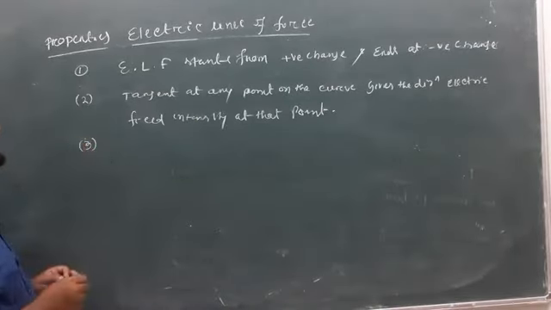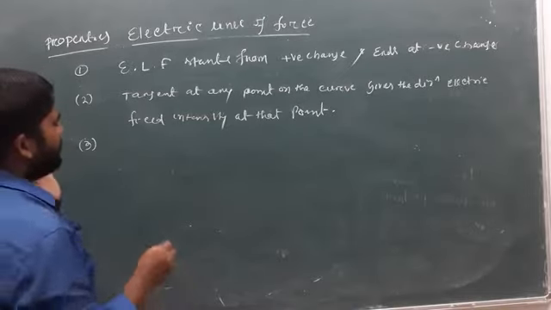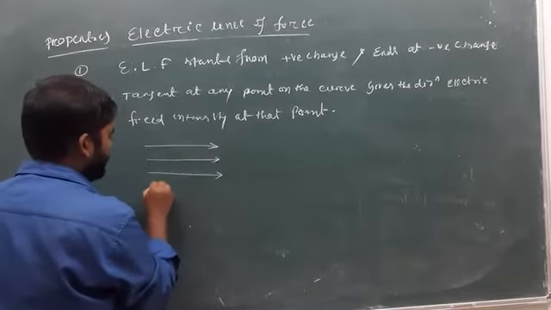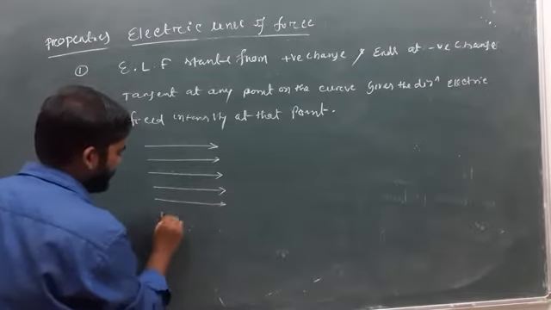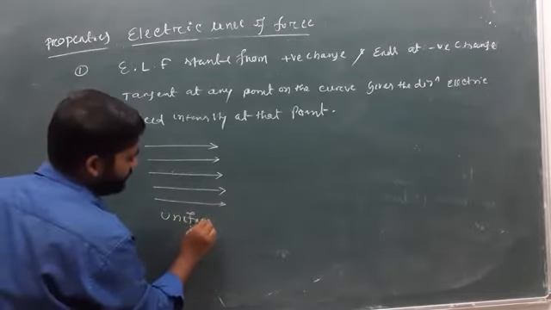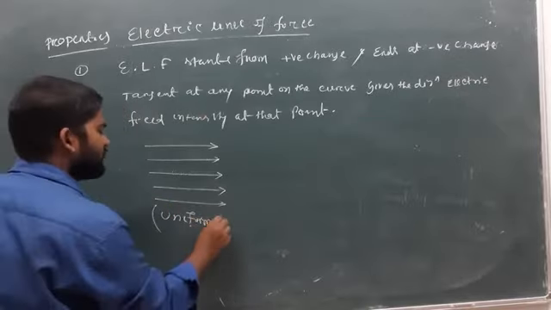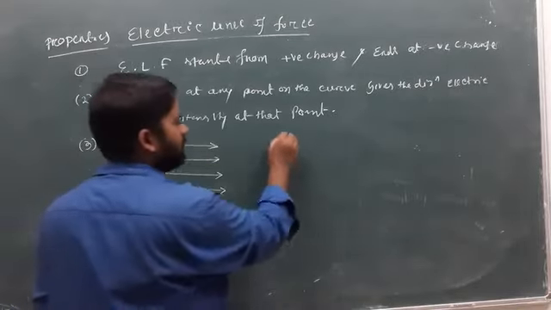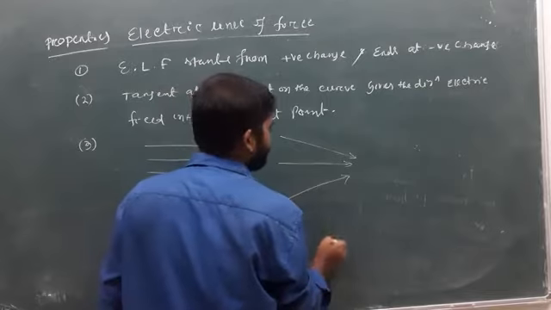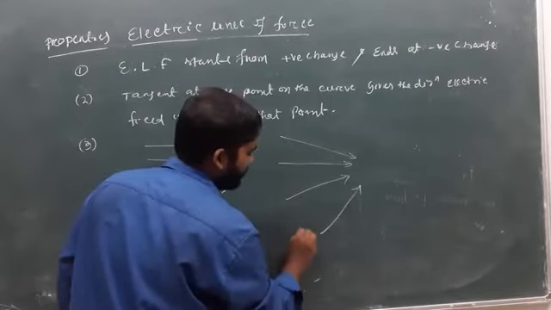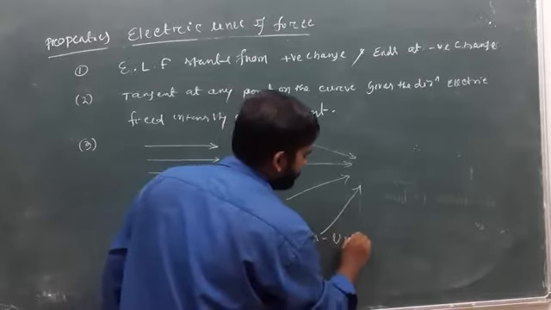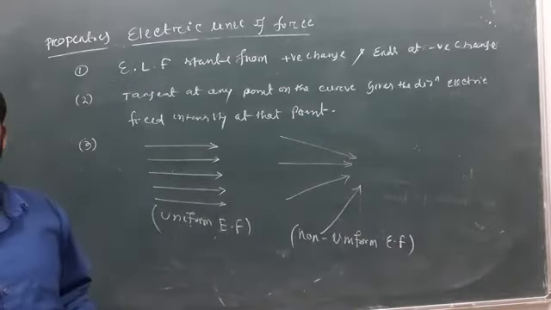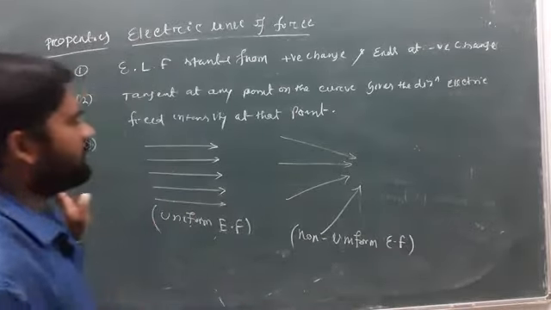Number 3: in case of a uniform electric field, the electric lines of force are straight and parallel. So this will represent a uniform electric field. And in case of a non-uniform electric field, the electric lines of force are randomly oriented. So in a non-uniform electric field, the electric lines of force are randomly oriented.